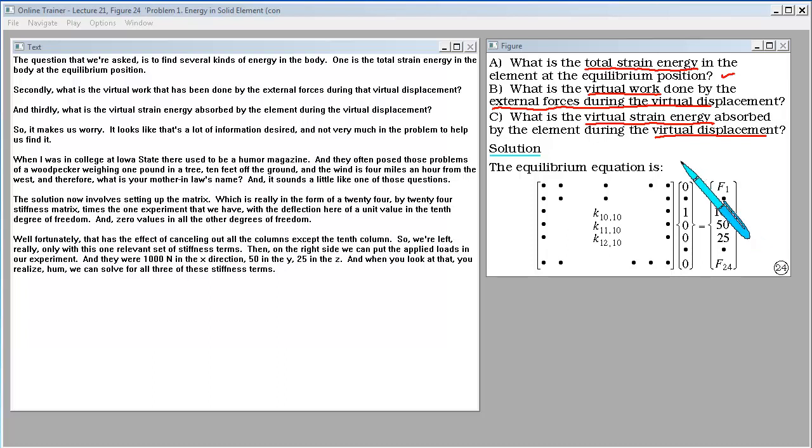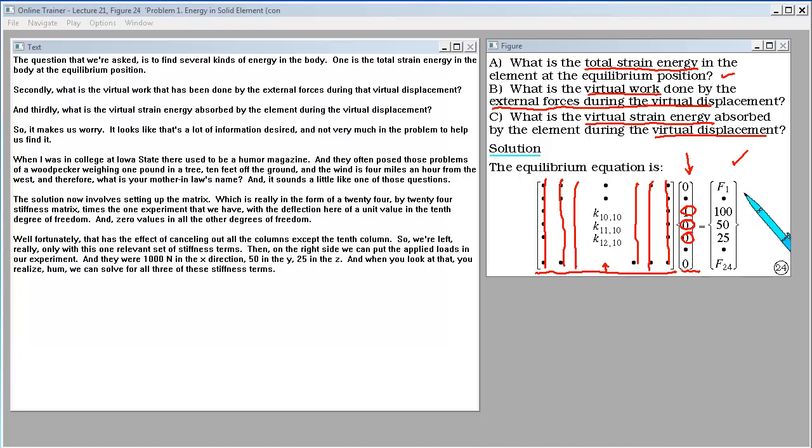The solution now involves setting up the matrix, which is really in the form of a 24 by 24 stiffness matrix times the one experiment that we have with a deflection here of a unit value in the 10th degree of freedom and 0 values in all the other degrees of freedom. Well, fortunately, that has the effect of canceling out all the columns except the 10th column. So we're left really only with this one relevant set of stiffness terms.